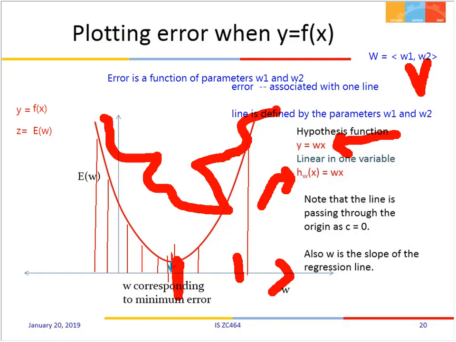So we will have multiple slopes and each line has some error. But multiple slopes are not for one line. Different slopes are for different lines. One line has one slope, okay? And then corresponding to each slope, we compute the sum of squared errors, and then we plot it on this E axis.